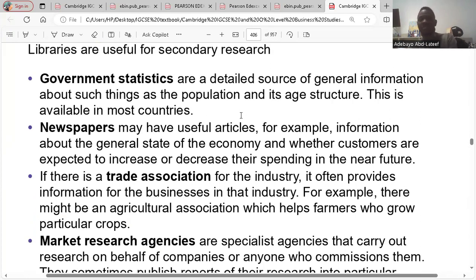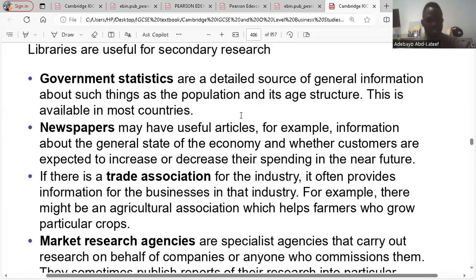If there's a trade association for the industry, it often provides information for the businesses in that industry. So we have the trade association. They give details about different businesses. Whatever information you need about your business, not really your business now, but businesses that have done the same business as yours in the past, you can get information from them. So you don't make the same mistakes. When you have that information, you can start from where they stopped. The mistakes they make, you won't want to make the same mistake. What they have done well, you want to do better. So that is it.